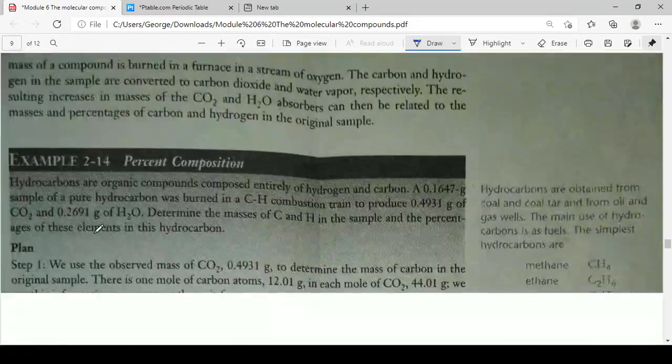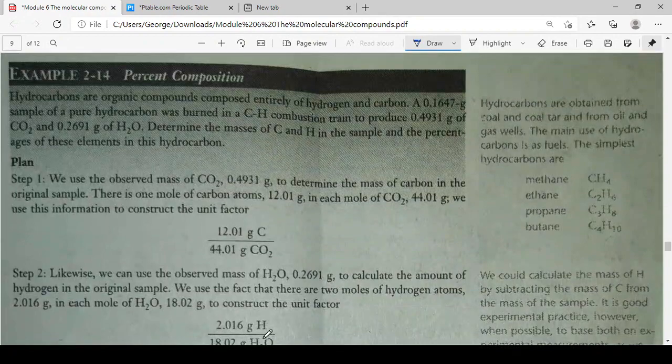Ignore that. Next, we have example 2.14. Again, it is in your percent composition.